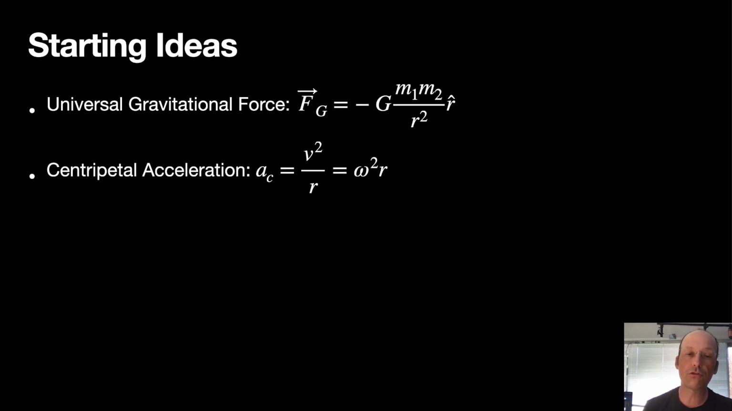Okay, then we have the centripetal acceleration. If an object's moving in a circle, if we want a circular orbit, then the centripetal acceleration is going to depend on the magnitude of the velocity. This is the magnitude of the centripetal acceleration, v squared over r, or we could write that in terms of the angular velocity, omega squared r, and we'll do it both ways.